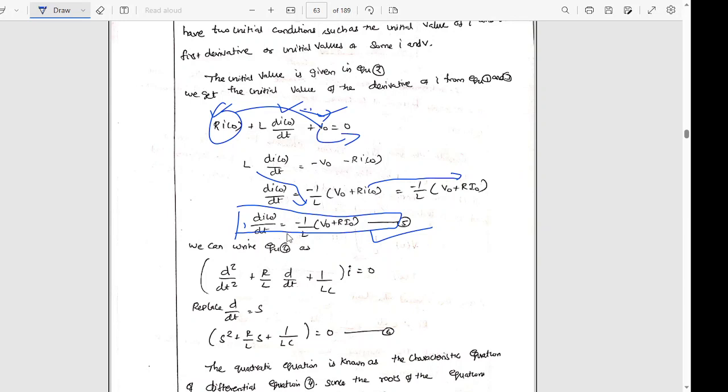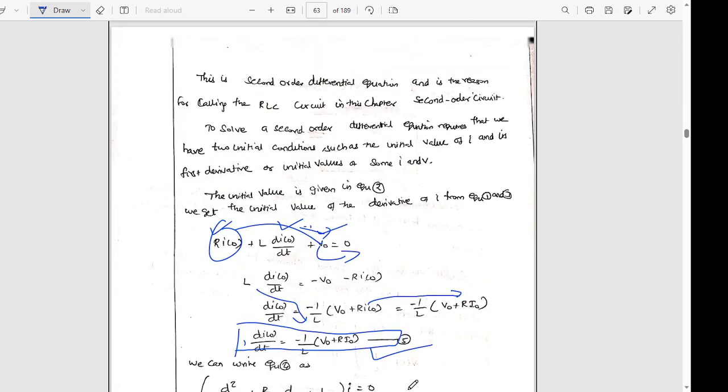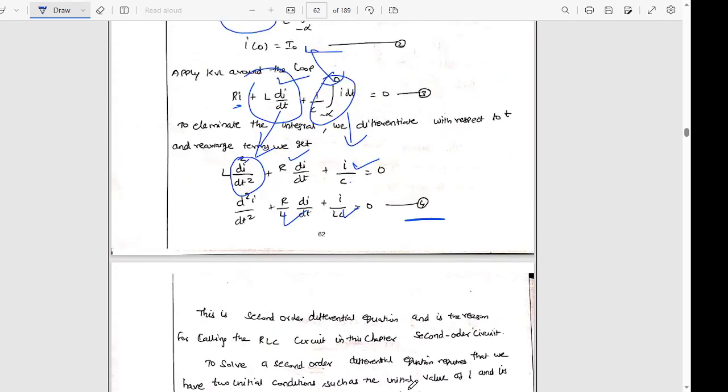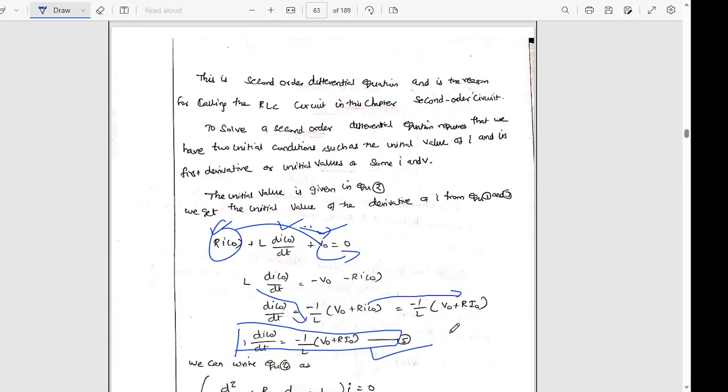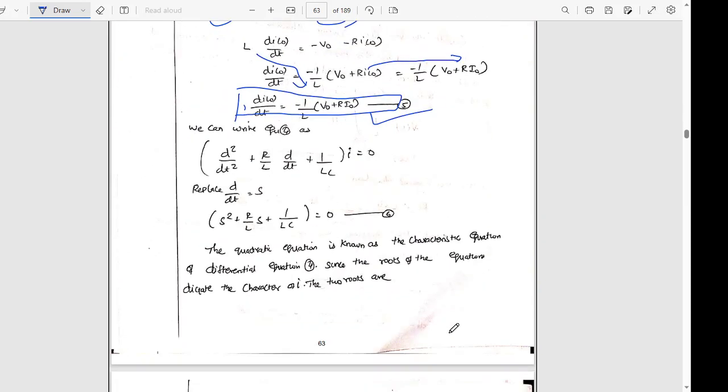And now equation 4. Do you remember equation 4? I'll show equation 4 now. This is my equation 4. I'm going to take I outside, so we get an equation like this: d square by dt square plus R by L into d by dt plus 1 by LC, multiplied by I, equal to 0. Now I'm going to represent d by dt as s, so all the d by dt will be represented with s.